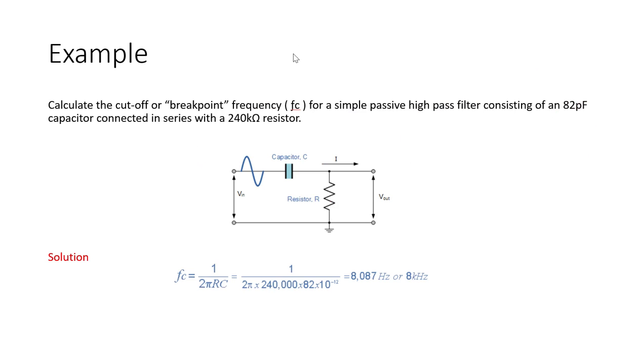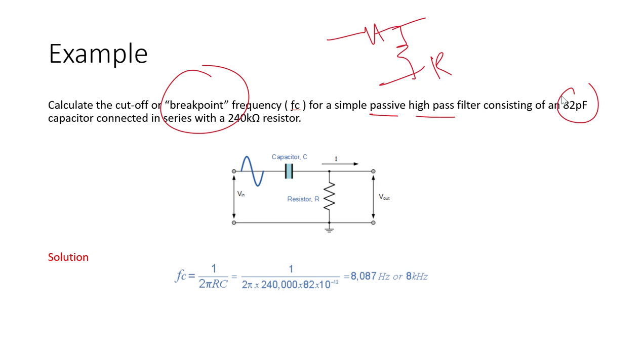Let's study an example on this FC. Calculate the cutoff breakpoint frequency. So cutoff frequency is also known as breakpoint frequency. Remember this. For a simple passive high pass filter, passive means that there will be no positive gain. High pass means that we will take output from the resistance, and it will be like this. Considering that an 82 picofarad capacitance is introduced in series with a 240k ohm resistor. So this is 240k, this is this thing.